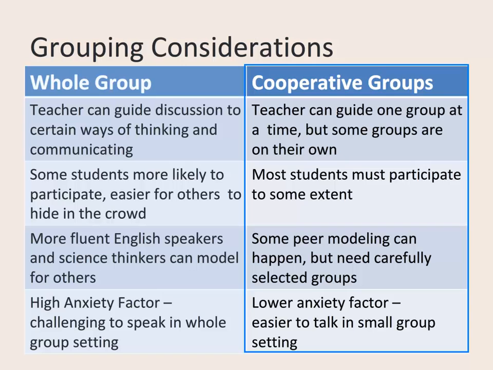If you use cooperative groups, more students will be able to participate to some extent, and there will be a lower anxiety factor, but the teacher can only guide one group at a time. One option that can be a happy medium between these two is to use small groups in a station or rotation format. If you can do this and rotate through all student groups, you get the added benefit of a teacher directing the discussion with all students, and a decreased anxiety factor with more opportunities to communicate.